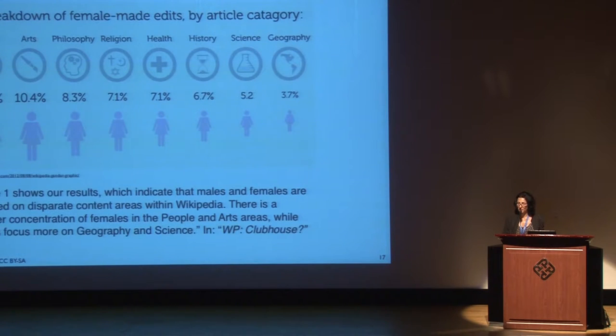And of course, we know that men and women are interested in different content areas, and they tend to edit in different content areas with different intensity. So it really makes sense that we have a good gender balance, so that different knowledge areas can be covered on Wikipedia to represent human knowledge that is very multifaceted.